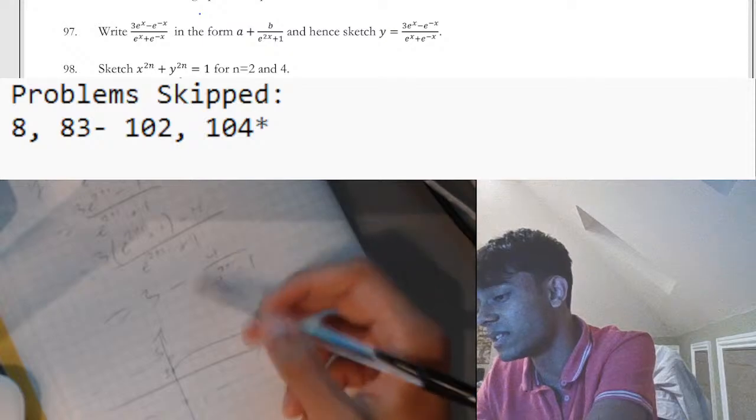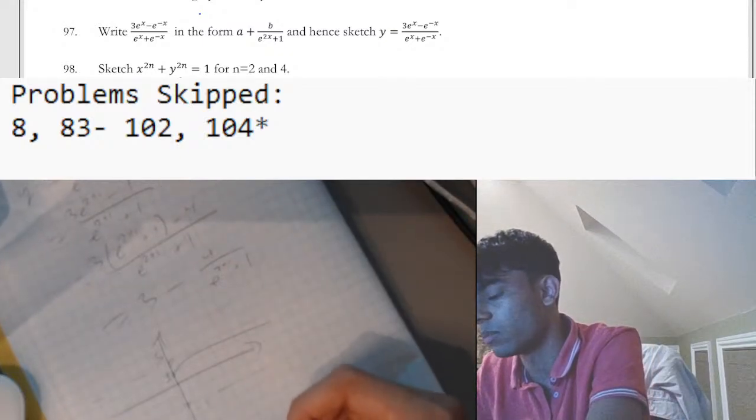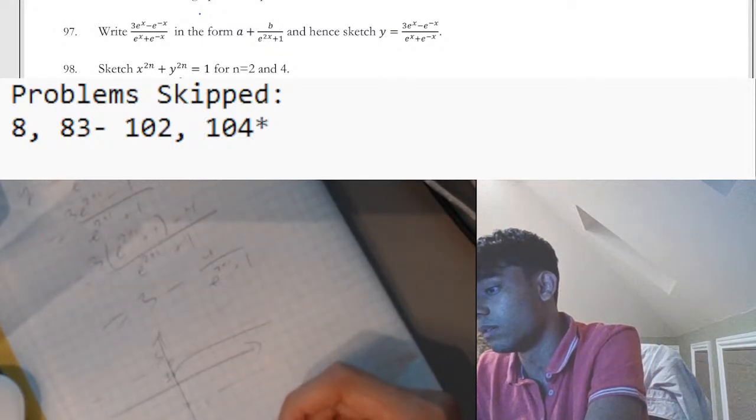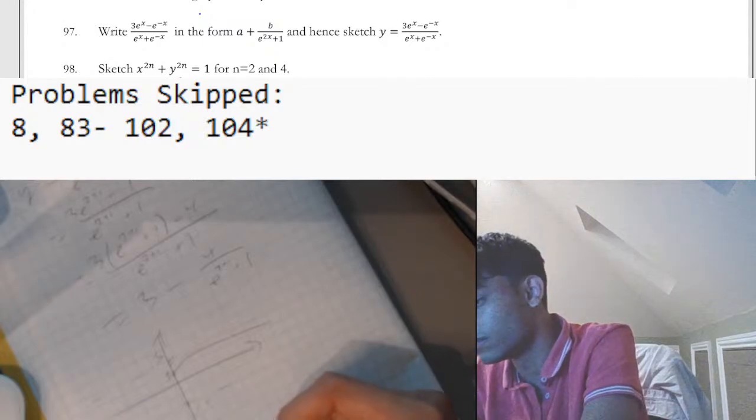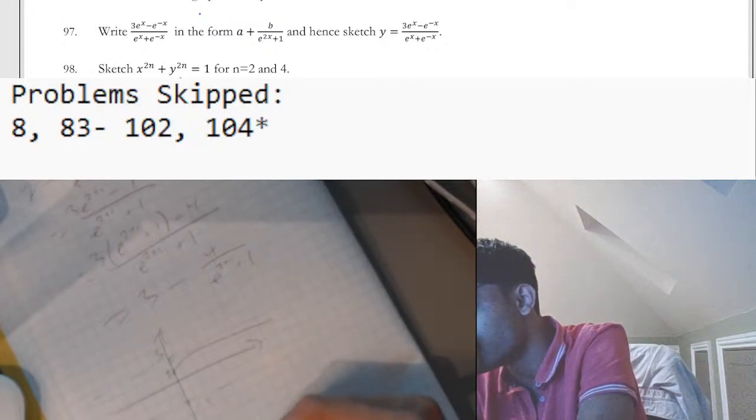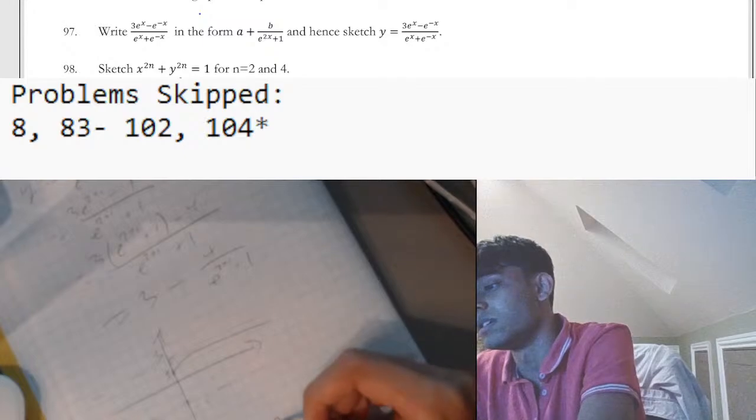Okay, so when is this thing 0? Well, when 4 over e to the 2x plus 1 equals 3.